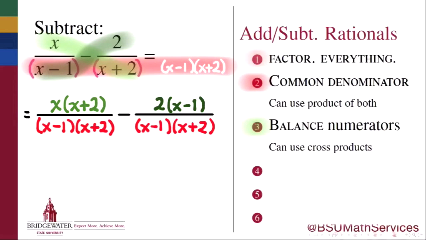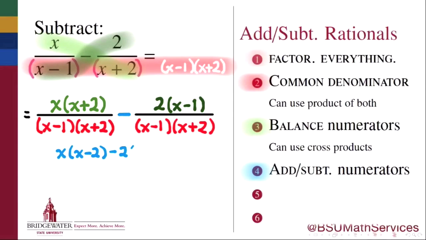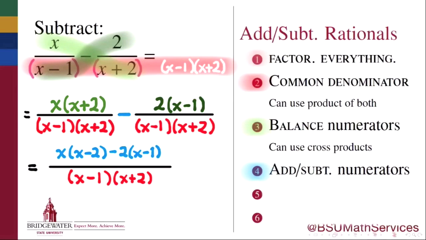Once our denominators are common, just as with adding and subtracting rational numbers, we can carry out the addition or subtraction just in the numerator. So I will subtract x times the quantity x plus 2 minus 2 times the quantity x minus 1, and that difference will be my new numerator. Meanwhile, my denominators remain the same. So never add or subtract denominators. Just keep them what they were when you found the common denominator.